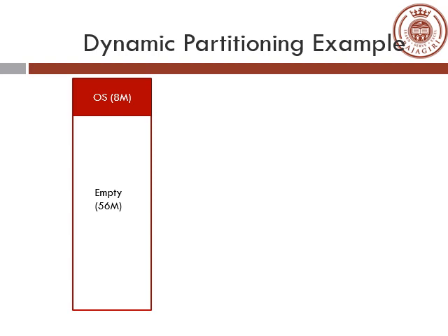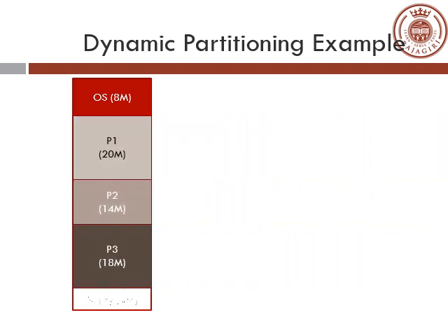Three processes are loaded in: P1, P2, and P3, leaving a hole too small for any further processes, or an empty space of 4 megabytes. At some point, none of the processes in main memory is ready. The operating system swaps out process 2, which leaves sufficient room to load a new process, process 4, but that creates another hole, an empty space of 6 megabytes.